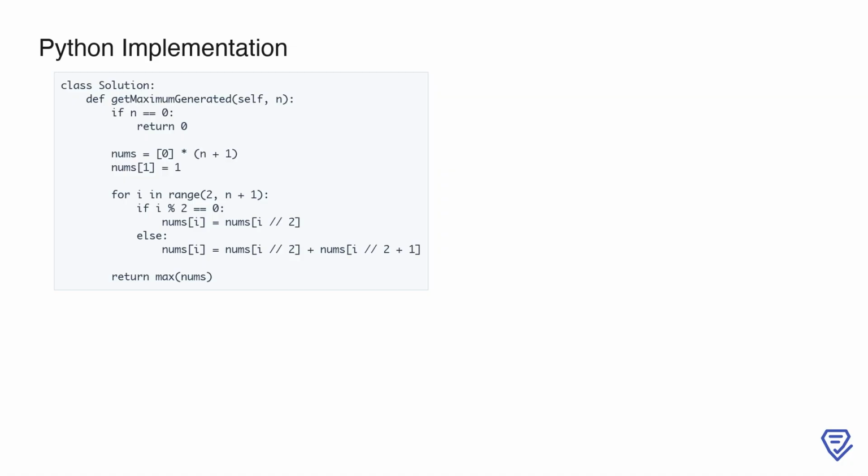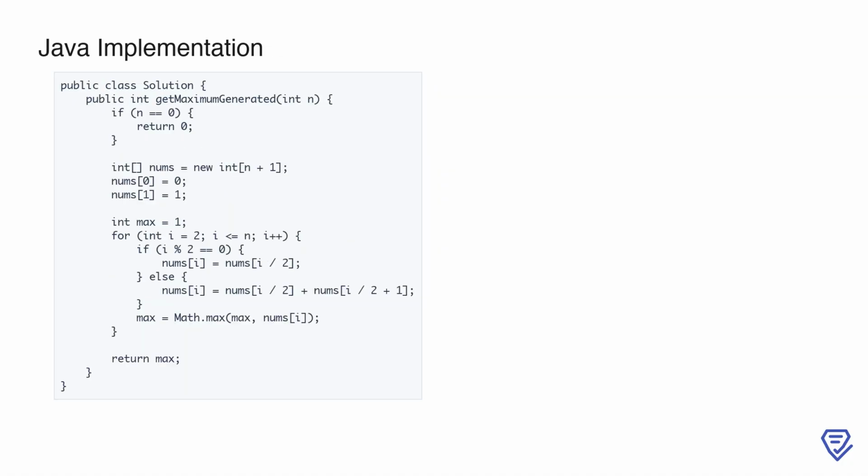based on the rules. If the index I is even, nums[I] is assigned the value of nums[I/2]. If the index I is odd, nums[I] is calculated as the sum of nums[I/2] and nums[I/2 + 1]. After constructing the array, we use Python's built-in max function to find and return the maximum value in nums. This approach ensures that we compute the result efficiently, with a time complexity of O(n) and space complexity of O(n). The code is concise, handles edge cases, and adheres to the problem's constraints.